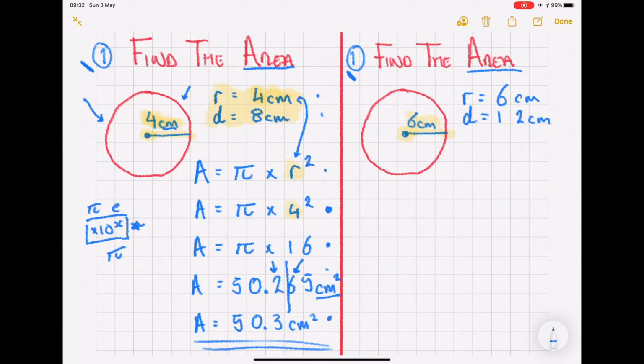Now our next step is to write out our formula for area. So area equals pi times by r squared. Area equals pi times r squared. And as you get older, that formula will never ever leave you.